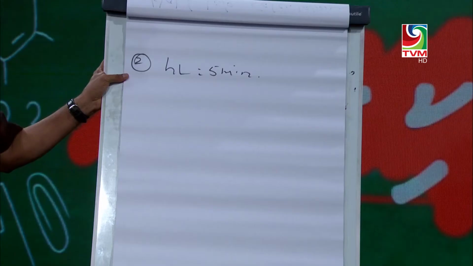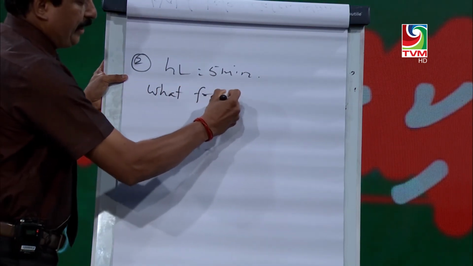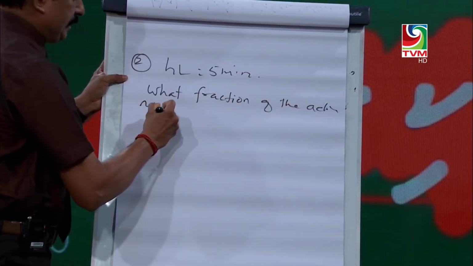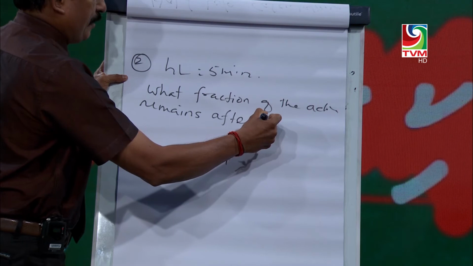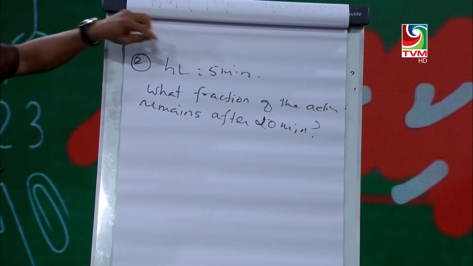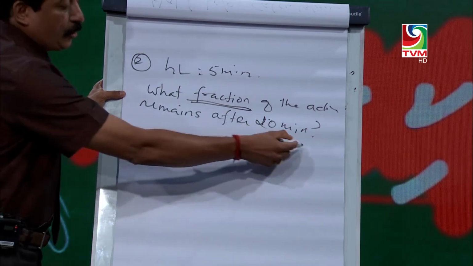Sometimes they may give questions like this. The half-life is given as 5 minutes. They may ask, what fraction of the activity remains after 20 minutes, for example? In this question, they have given only the half-life, and they are asking what fraction remains after 20 minutes.